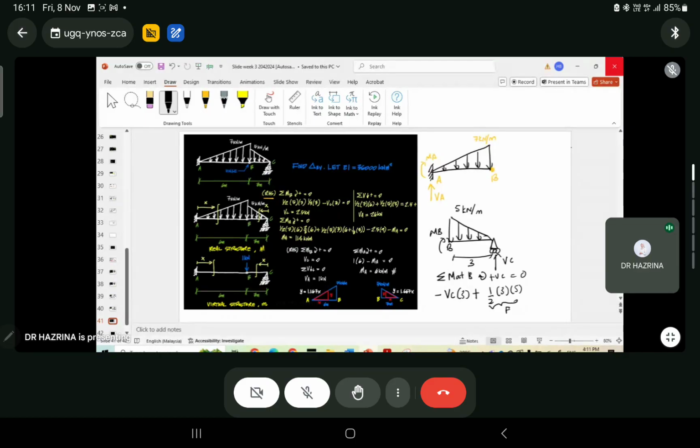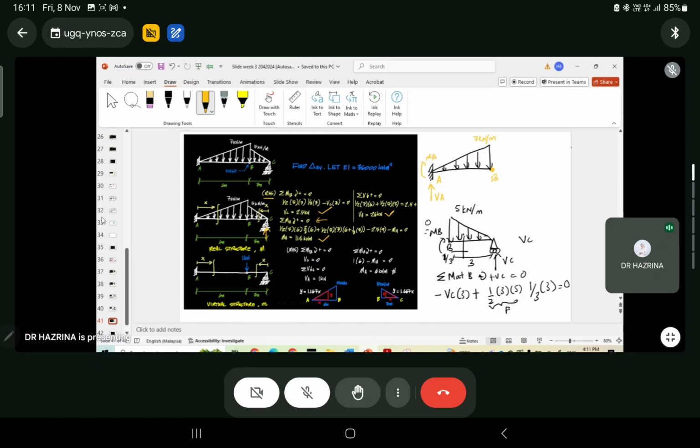And what is your distance? The distance is 1/3 from the centroid. So you multiply by 1/3 times 3. Okay, and then equals to 0, because we know that MB here equals to 0. So now you get your VC. And so on, you calculate, and you've got your VC. And then you can use your VA to find 26. And use summation of moment at A because you already know what your VC is. You get your M, 114 kilonewton meter.